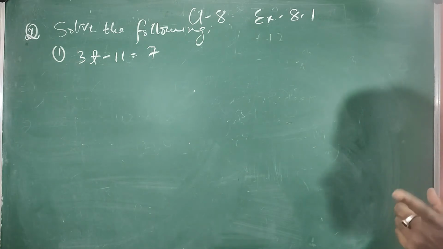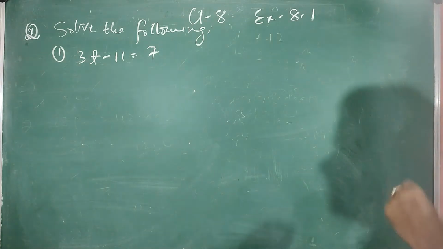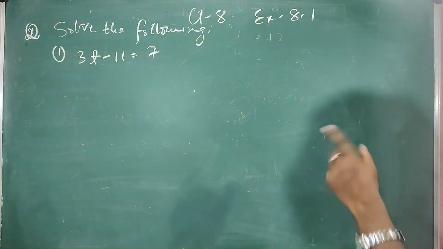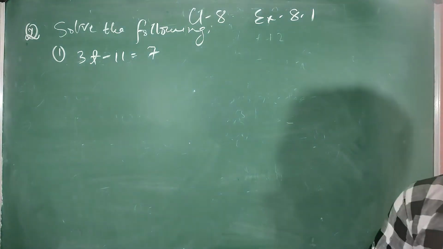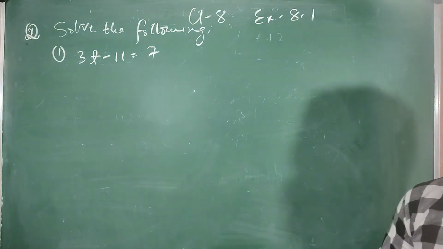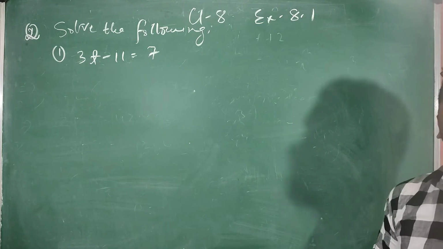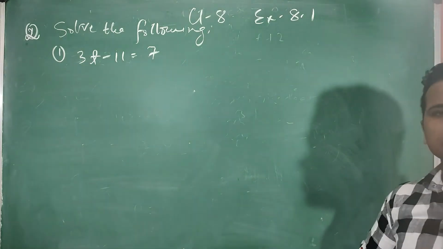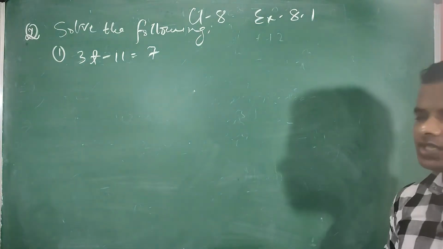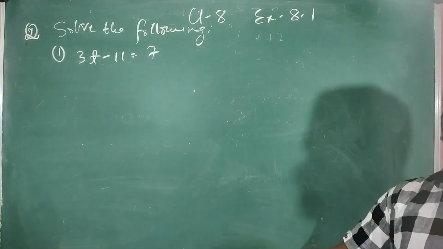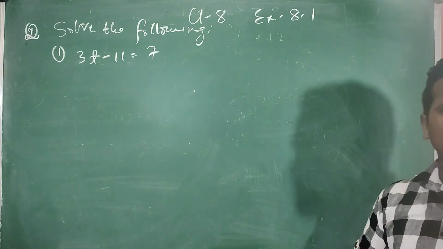The question is solve. Solve means what? We need to find the value of t. In place of t, what should be written so that when we do minus 11, it comes to 7? Directly it is very difficult to find out what number will be there. One by one we would need to substitute 1, 2, 3, 4, and go on, and then only we would find the value of t. But another method says to just put the like terms together and do the calculations.